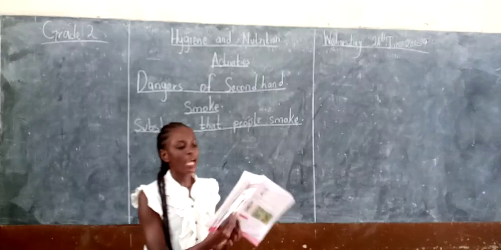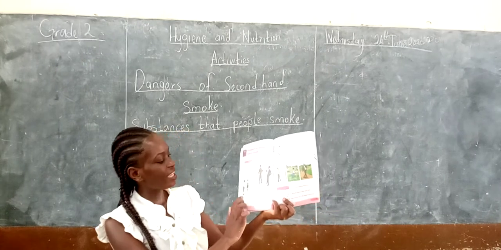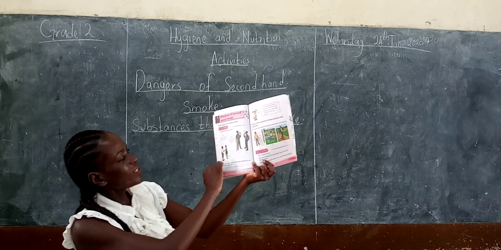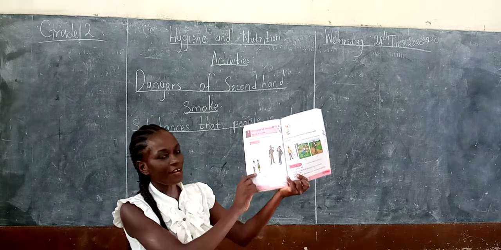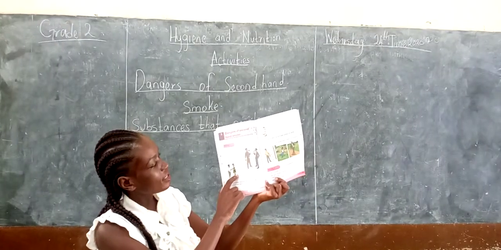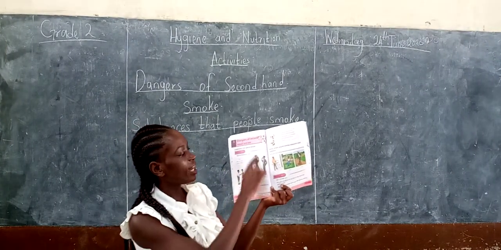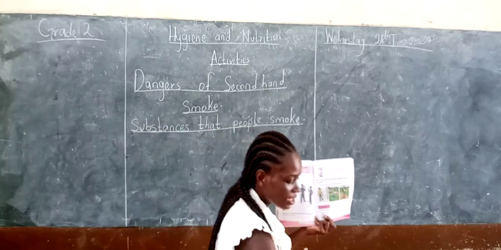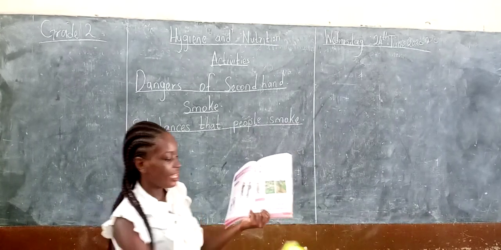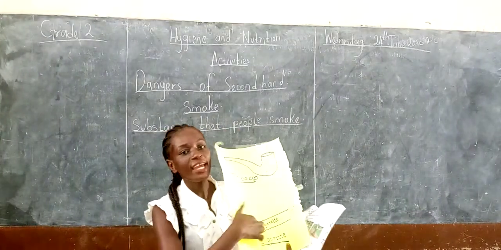But before we write something, in our textbook, on page 34, we can see this boy and a girl. What are they saying? The boy is called Chris and is asking Tina, Tina, what are these people doing? Tina is responding that they are smoking tobacco and cigarette. When we look at the man in picture A, he is smoking something that looks like this. So the man is smoking cigarette, and the boy and the man in picture B are smoking something like this, which is the cigarette.